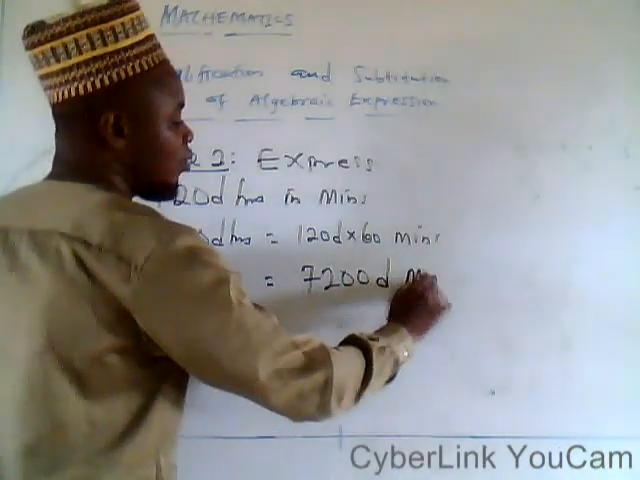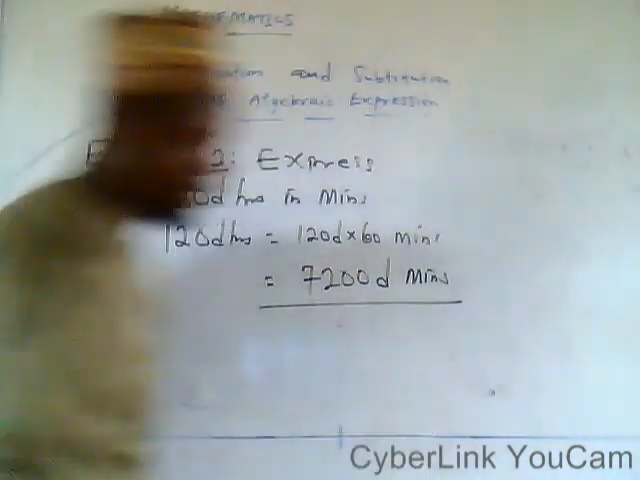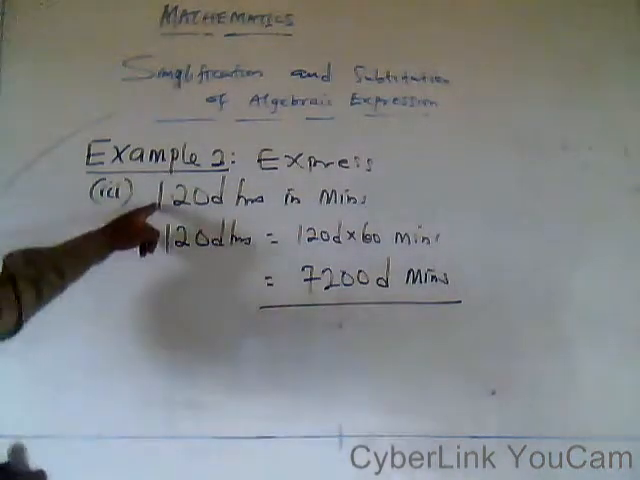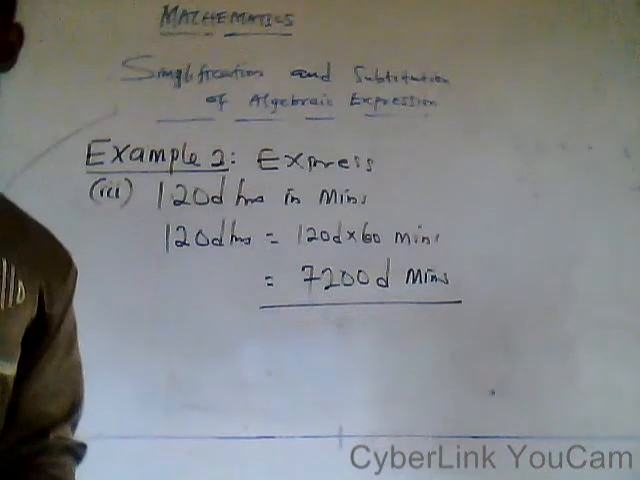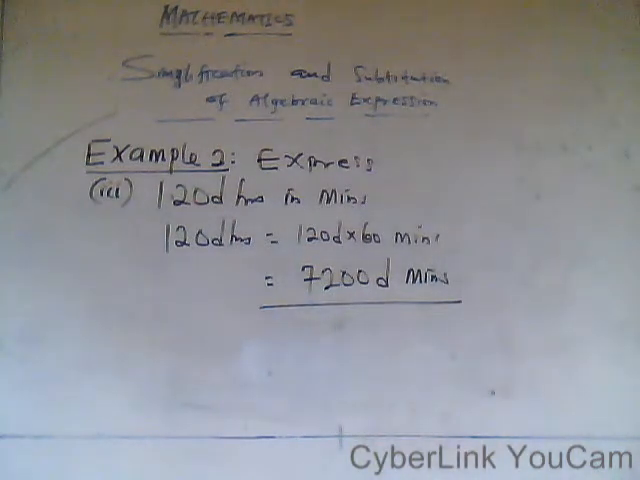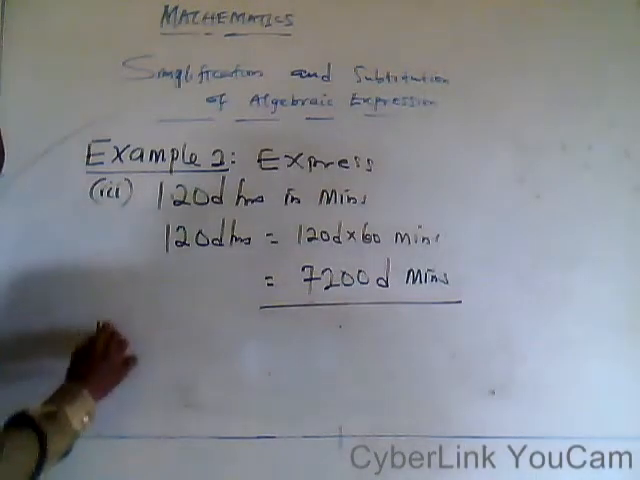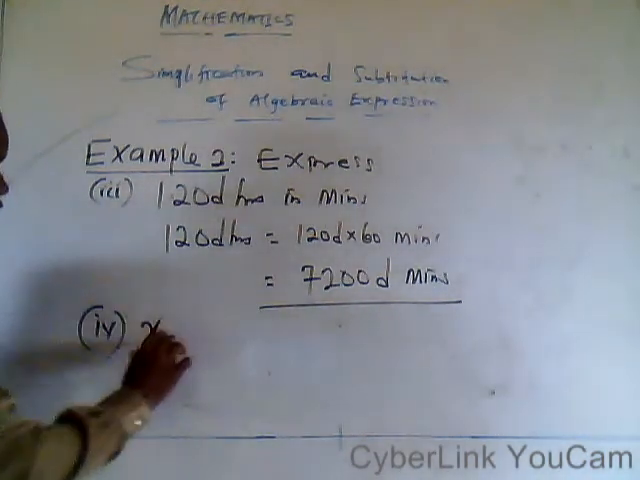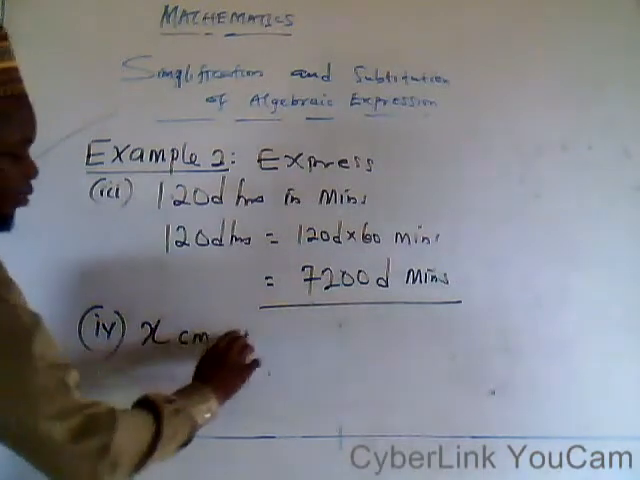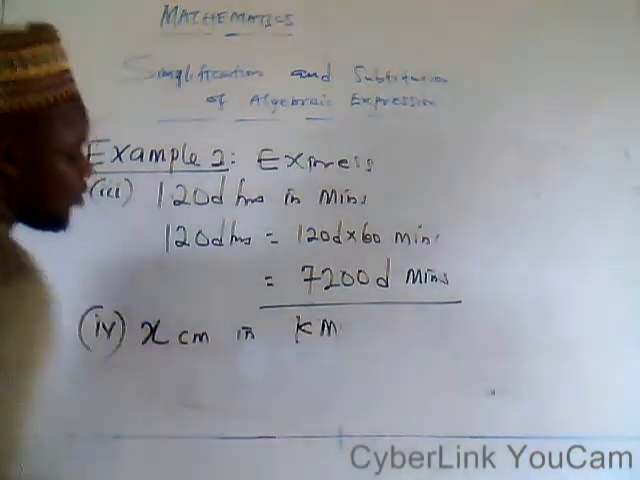Then you have it in minutes. This is your answer. So converting this to minutes will give you this value. So that is it on that. And maybe you can do this one, the fourth one here. You have to convert your x centimeters into kilometers. What is your x centimeters in kilometers? What is the answer?